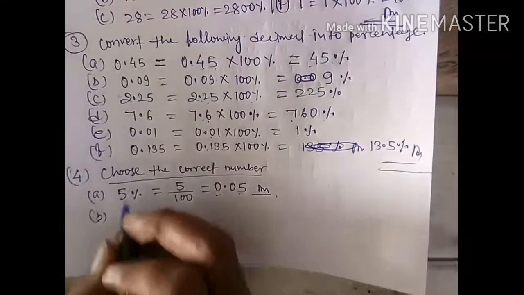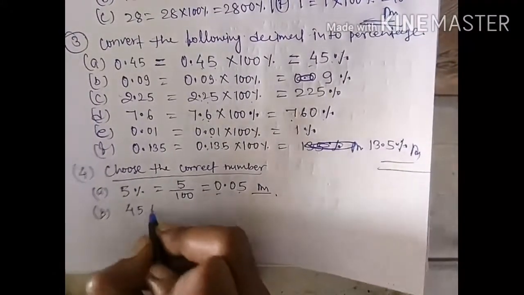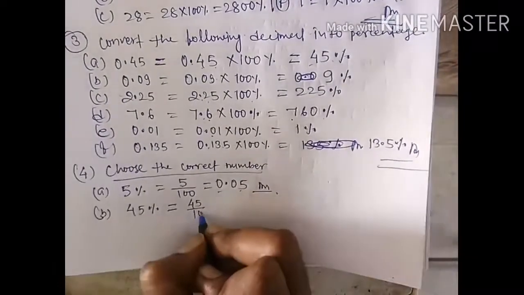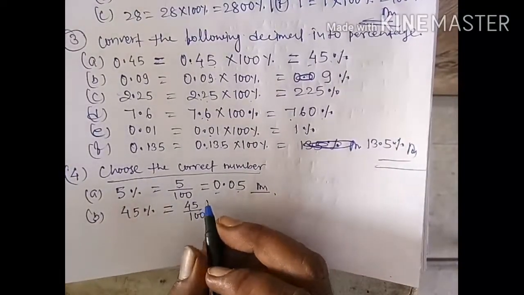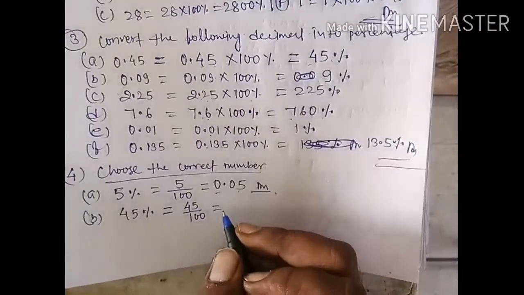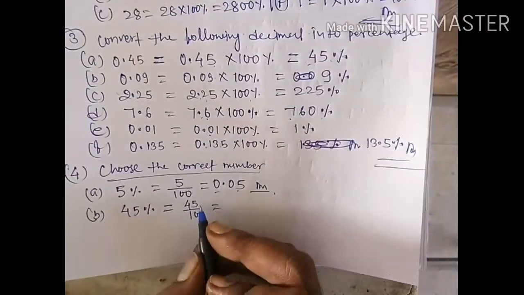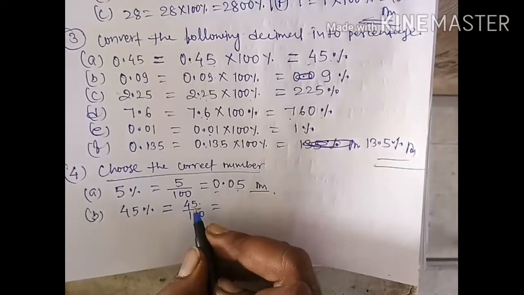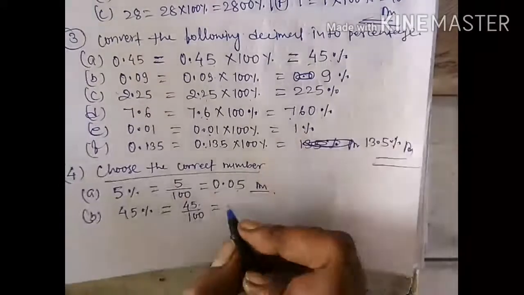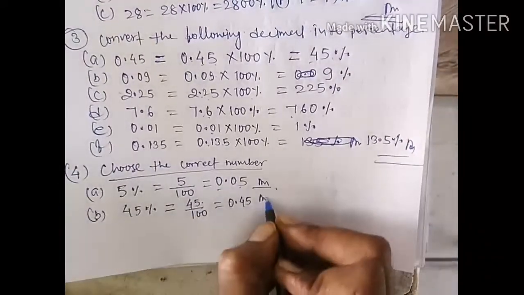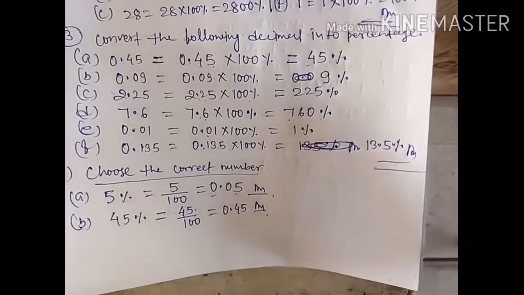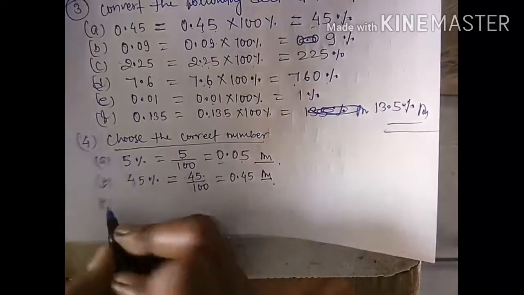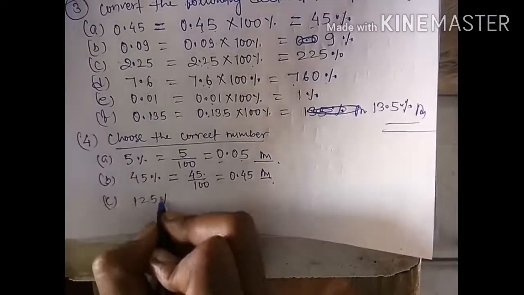In question number B, here 45%. First you convert the percentage into fraction, then we write 45 by 100. Here 45, we divide 45 by 100. So the decimal shifts 2 digits left. Here at present the decimal is after 5, so we count 2 digits, 1 digit, 2 digit and put the decimal. So we get 0.45. When we divide a number by 100, the decimal shifts 2 digits left. Is it clear?